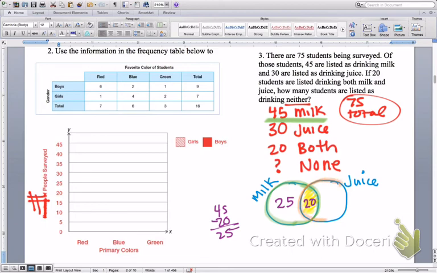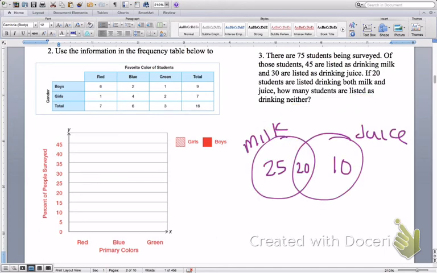Do the same thing for the right side. This circle right here is for the juice. There's already 20 there, and juice is 30 students. So from the 30 students, I'm going to subtract 20, which leaves me 10 more for this section. So the circle in orange adds up to 30. The circle in green adds up to 45, as they should. So we have our conditions met, 45, 20, and oops, I accidentally deleted the picture, but I just did a quick redraw. So now the question is, how many students are listed as drinking neither of them?